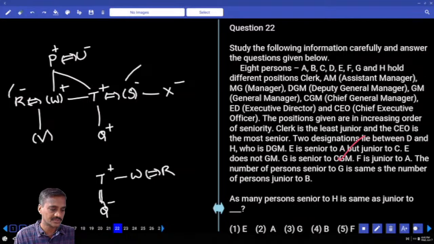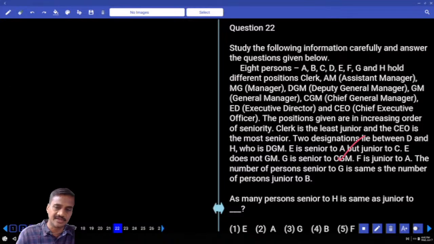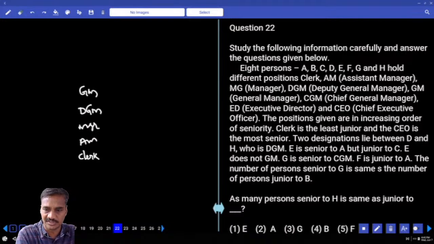Then next, 22 onwards. Now in this 22 onwards, they are based on hierarchical order. Now in this hierarchical order, how many persons? 8 persons, starting with clerk. After this clerk, assistant manager, and next to assistant manager is a manager, and next to manager is DGM, Deputy General Manager, and next to this one is General Manager, and next to General Manager, then CGM, Chief General Manager, and next one Executive Director, ED, and next to Executive Director, then CEO.